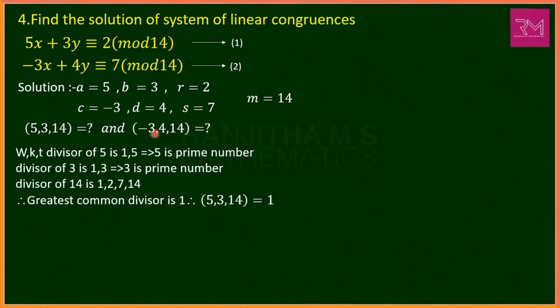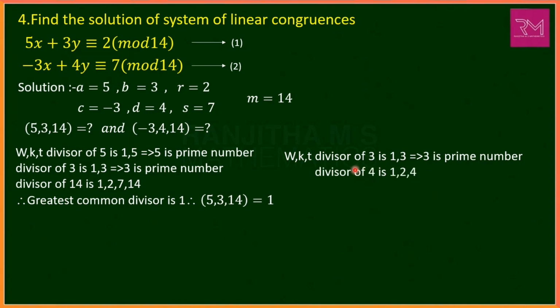Next we have to find the GCD for minus 3, 4 and 14, which is the same as the top. We have to find the GCD for 3, 4 and 14. So we find the divisors for 3 first. We already know the divisors of 3 are 1 and 3 because 3 is a prime number. Similarly, the divisors of 4 are 1, 2 and 4. Similarly, the divisors of 14 are 1, 2, 7 and 14.